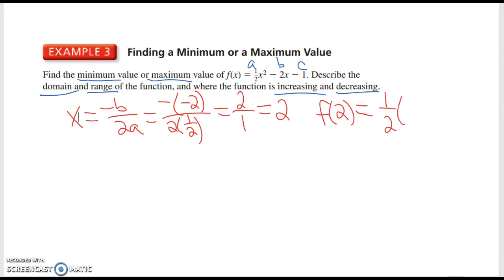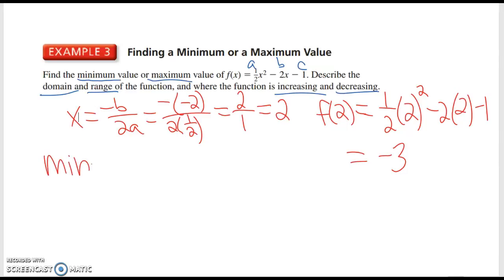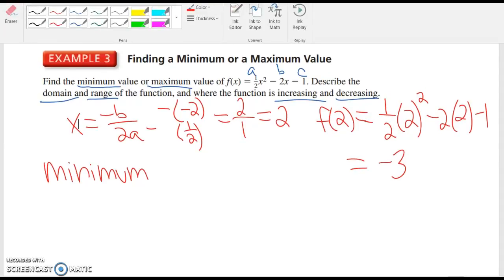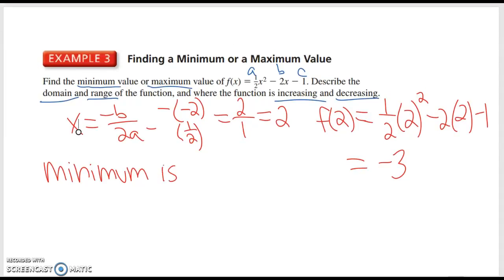So I substitute 2 in for x in this function. And I should get -3. You can check my math to make sure that's right. This tells us that there is a minimum, and the minimum is -3 at the point x = 2.